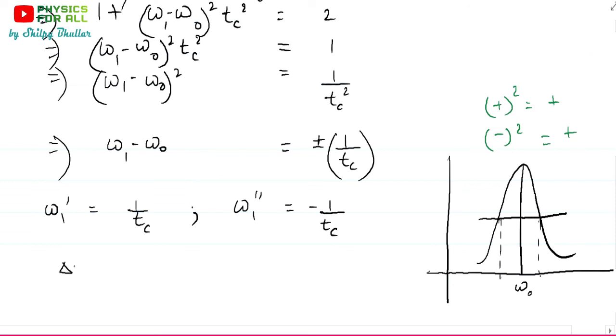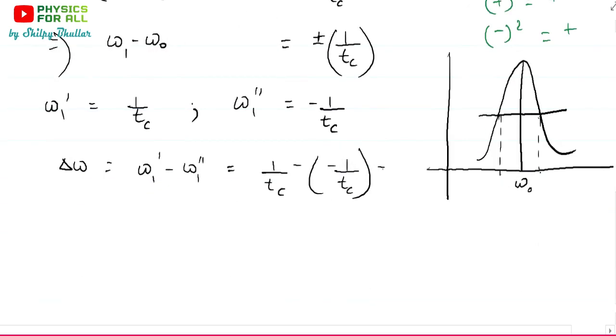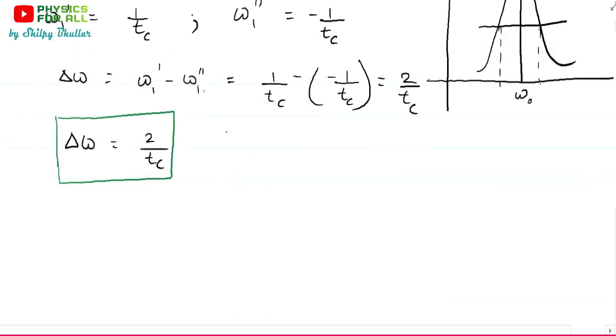So what would be the spread, delta omega? That would be simply the difference between the two. So it's 1 by Tc minus minus 1 by Tc, which gives us 2 by Tc. So we have found the value of delta omega again here. This is the value for our line spread. Let's get back to Tc.